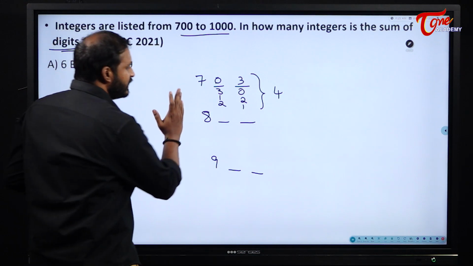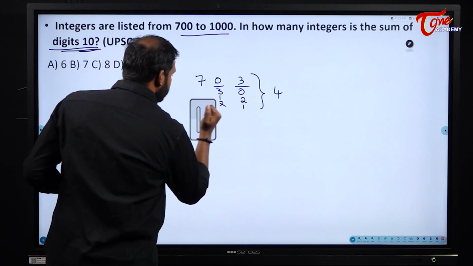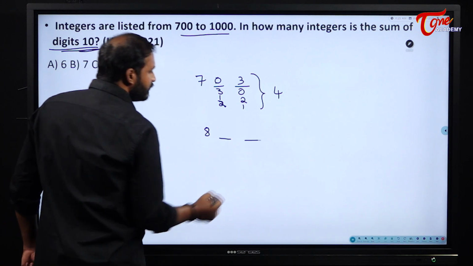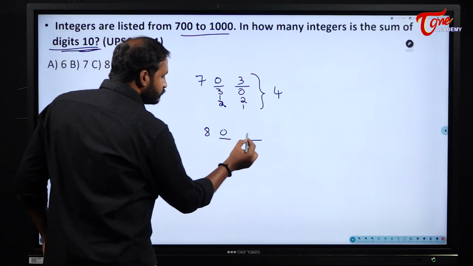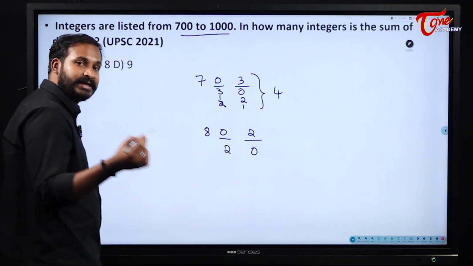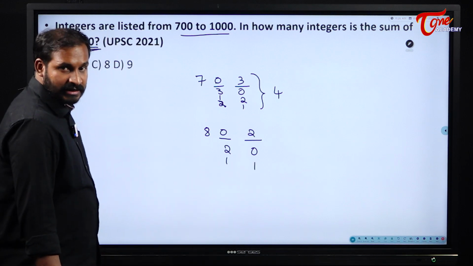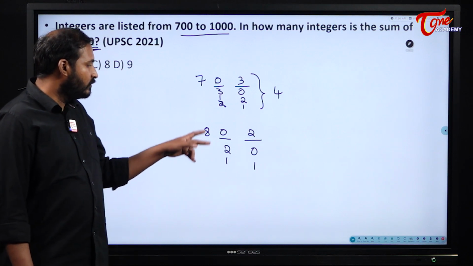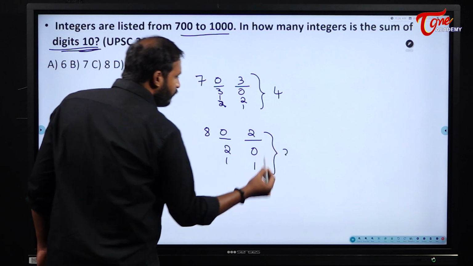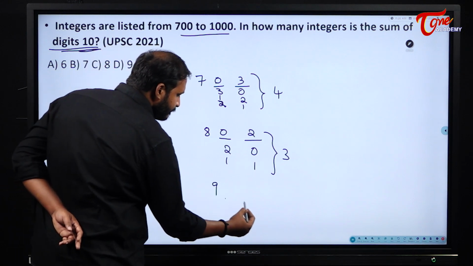Now when the number is beginning with 8, how many chances will I have? Please observe here. I can take 802. Yes, 1 chance. Or else I can take 820. Why? Because the sum of the digits should be 10. Or else I can take 811. 811 is also a possibility, right? Apart from this, do I have any other choice? No. So with a number starting with 8, how many chances will I have? 3.